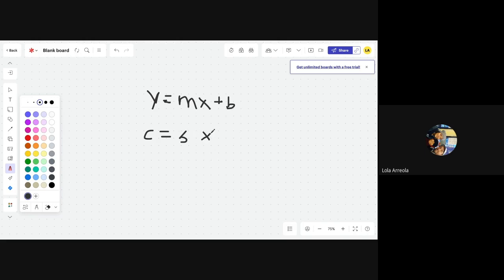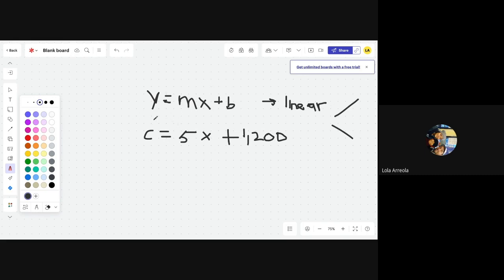5x plus 1,200. So for the problem, we have a cost equation, and it's very closely aligned, if not exactly aligned, to a linear function. This is a linear function formula or equation. This tells me that my function looks like one of these two lines.